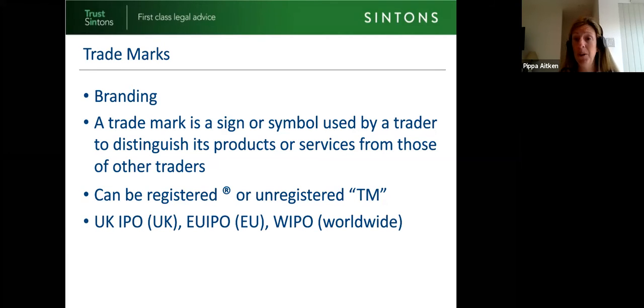You can register trademarks in the UK at the UK IPO, in the EU at the EU IPO, which obviously now excludes the UK post-Brexit, or you can make a single application to the WIPO, which is the World Intellectual Property Organization. You make a single application with a single fee and you can register it in a number of countries across the world, which can be quite a cost-effective way of registering it in a few different countries if you're looking outside the EU or the UK.